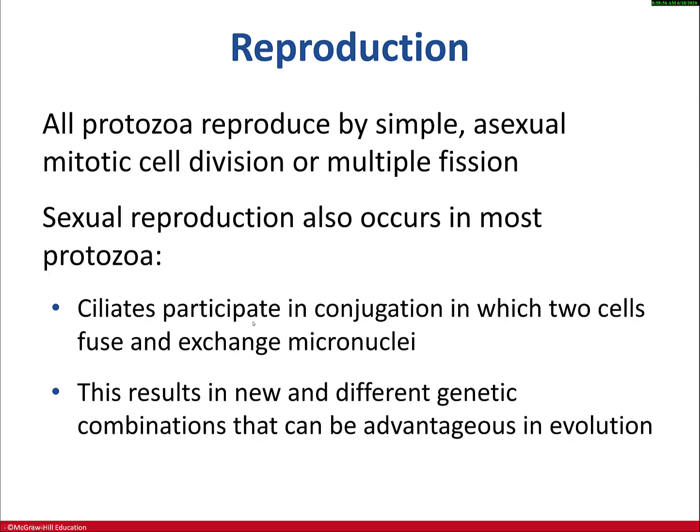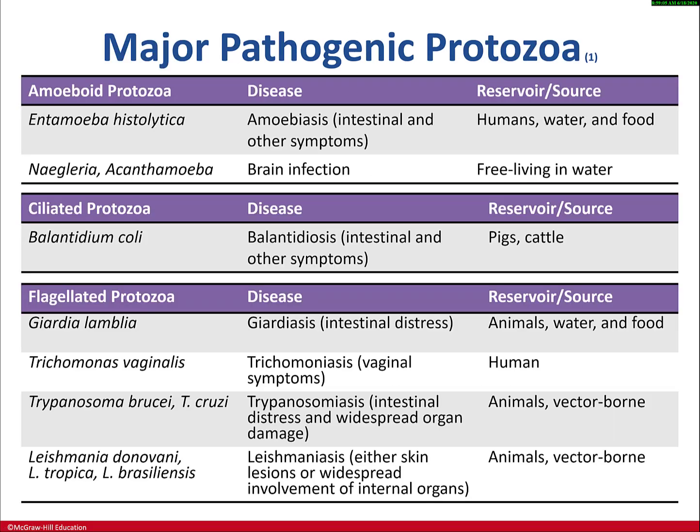Sexual reproduction also occurs in most protozoa, so they have more complex forms, and I'm not even going to go into that. It's way beyond the scope of what we need to worry about. But these are the types of things, sort of this summary that's important, and if you could review these.